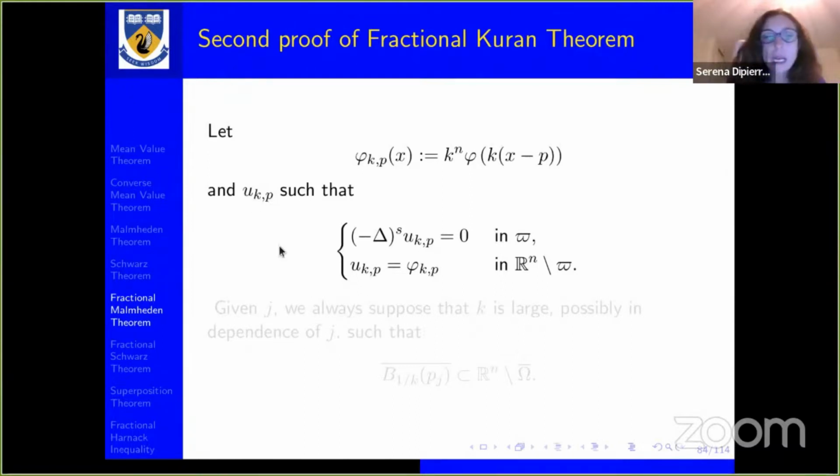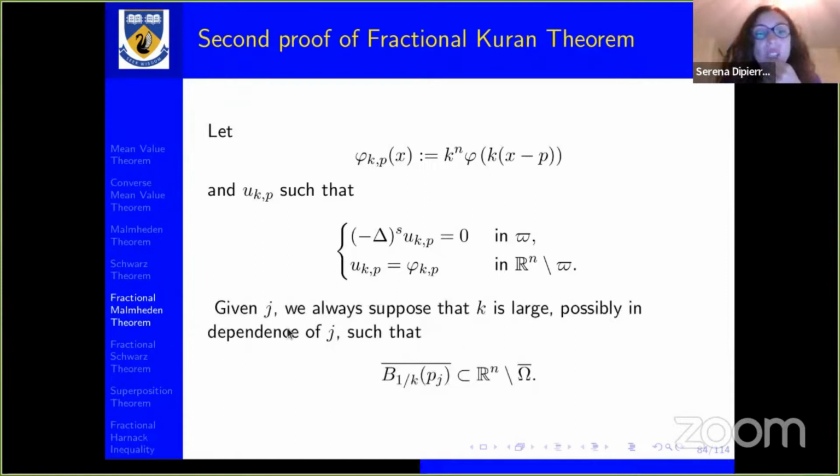Also, given J, I will suppose that K is large enough such that, remember, Pj is outside omega. I will take K large enough such that the ball centered at Pj of radius 1 over K is still outside omega.